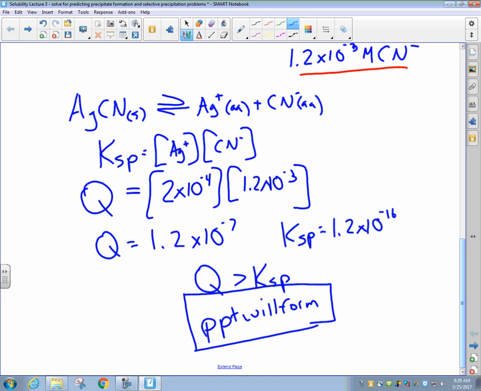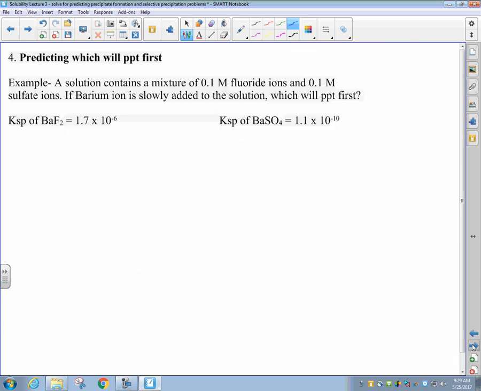Moving on to the next type of problem. This problem, we were predicting whether or not a precipitate would form if we mix 2 solutions together. Now you're going to have 2 ions that are already pre-mixed with one another, and you will slowly add a third ion to it to determine which one will precipitate first. So, predicting what will precipitate first.